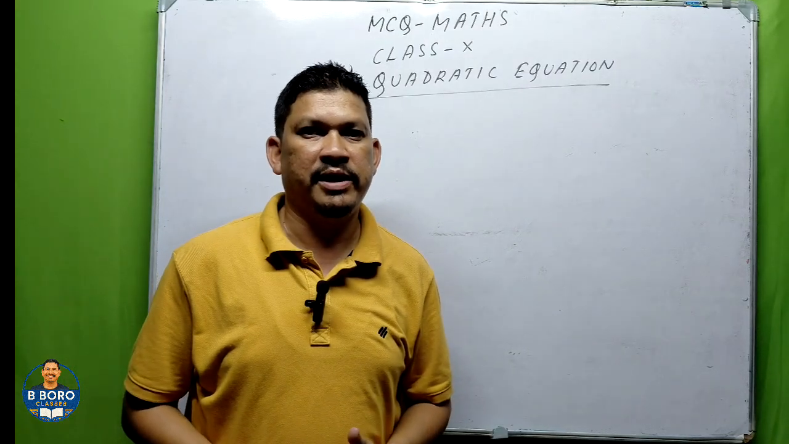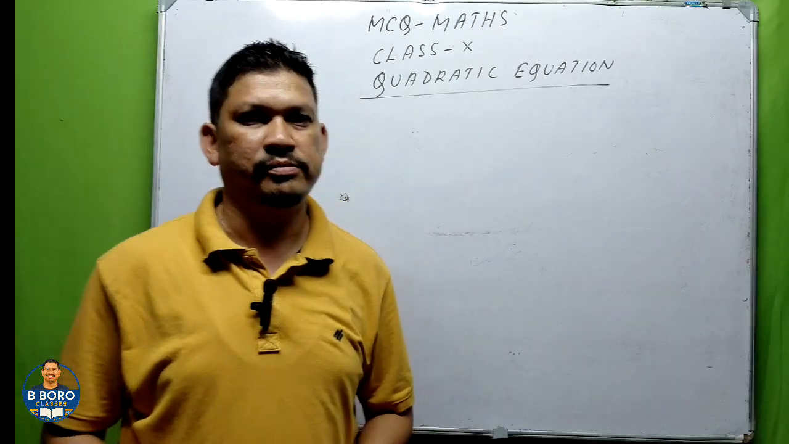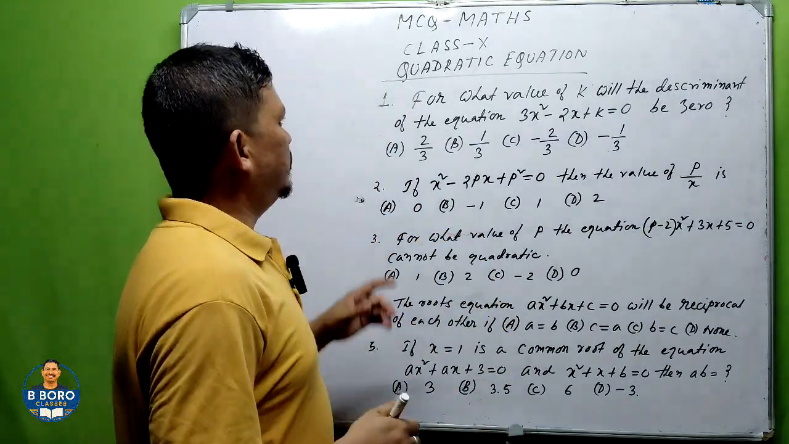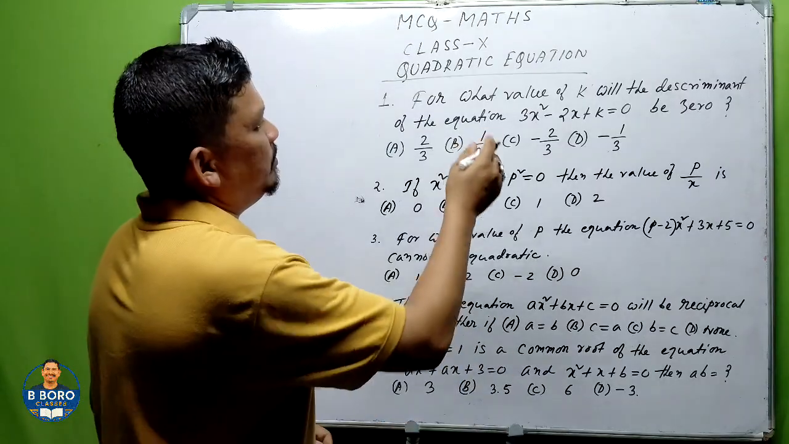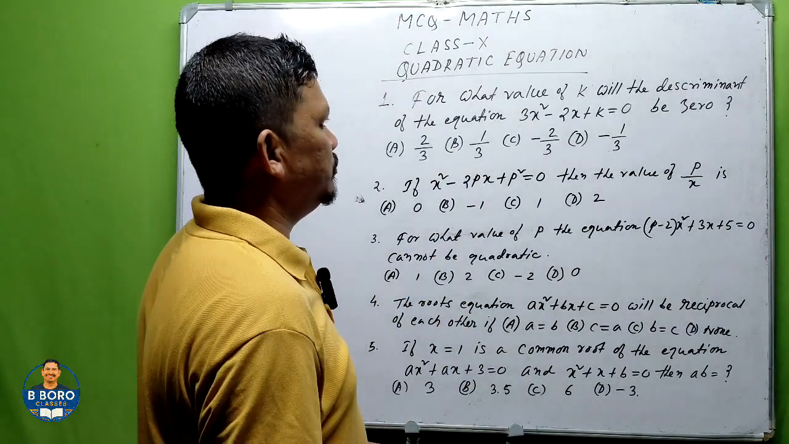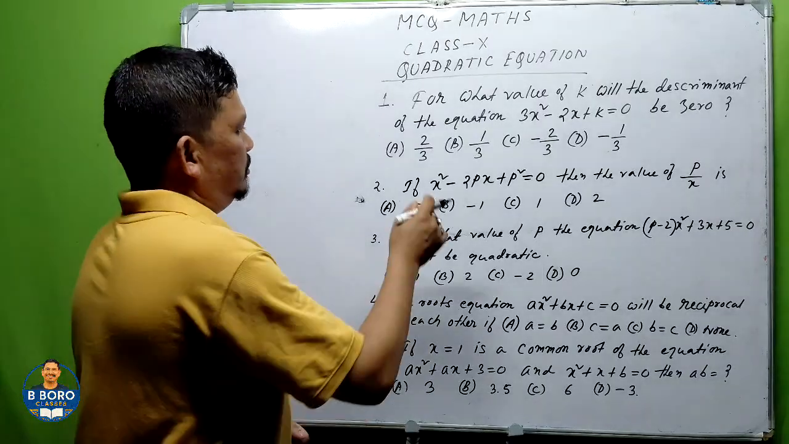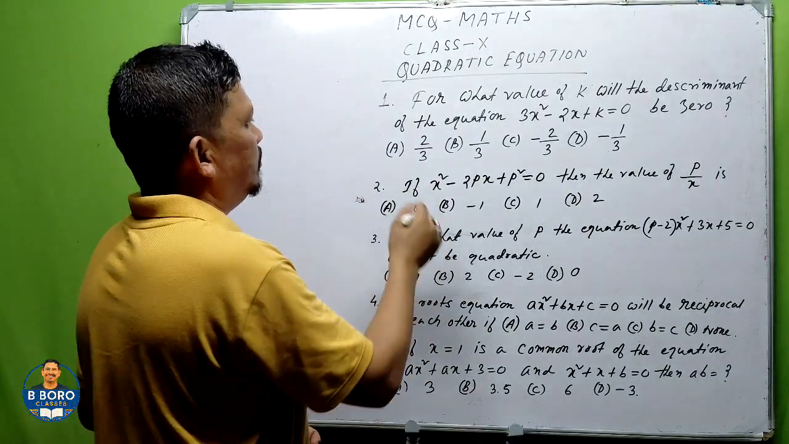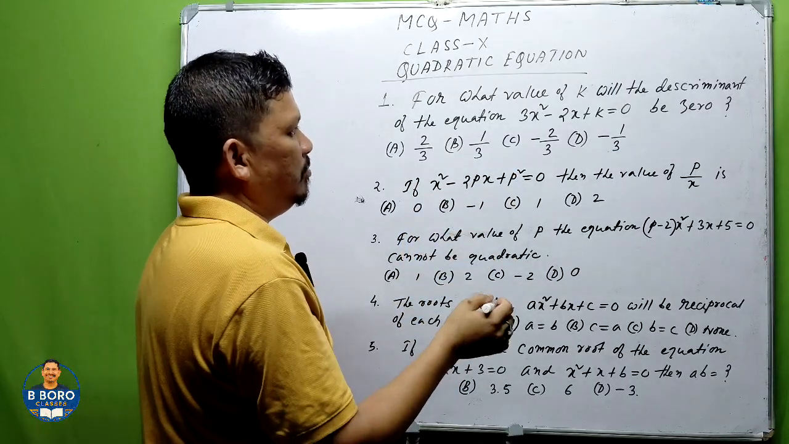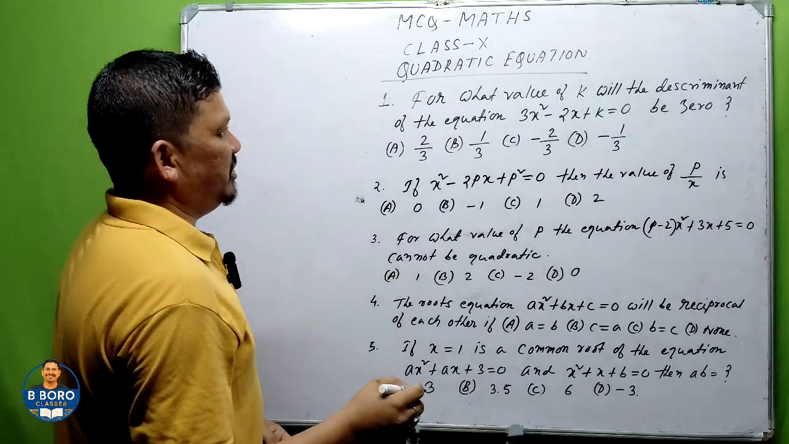Today we'll discuss class 10 maths, some important MCQ questions from the chapter Quadratic Equation. So let us start with question number 1. What is given? For what value of k will the discriminant of the equation 3x square minus 2x plus k equal to 0 be 0? We are given four options. Option A 2 by 3, option B 1 by 3, option C minus 2 by 3 and option D minus 1 by 3. So first of all, what is a quadratic equation?